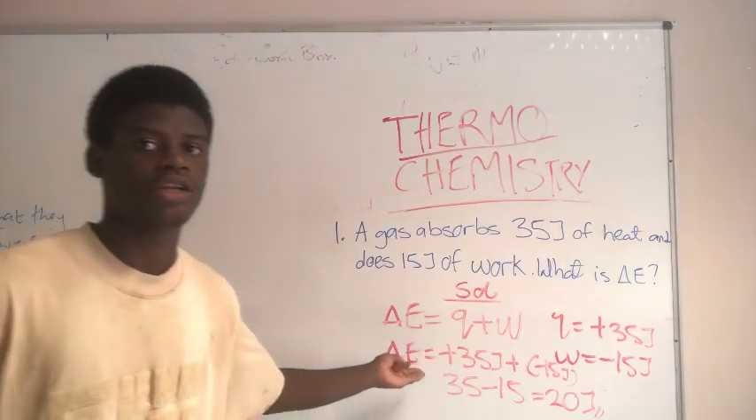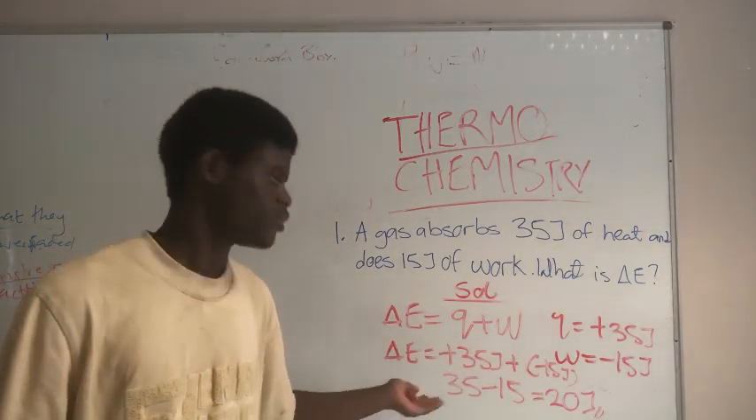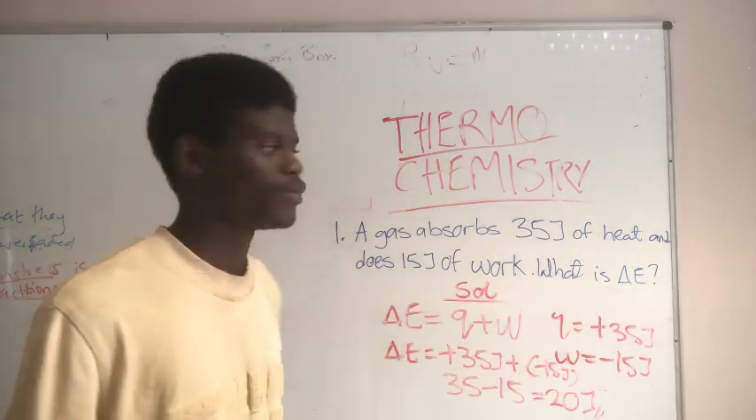Change in internal energy is also measured in joule because it's energy. So change in E is 20 joule. So that's the answer.